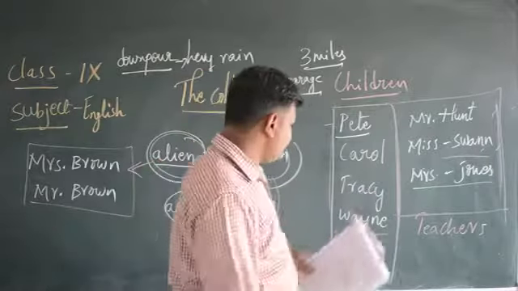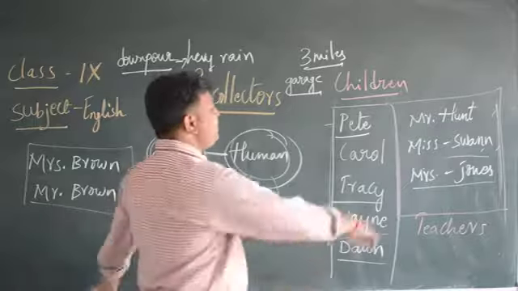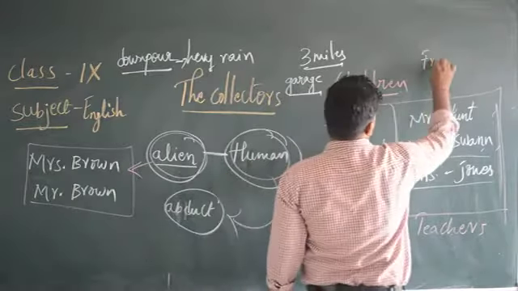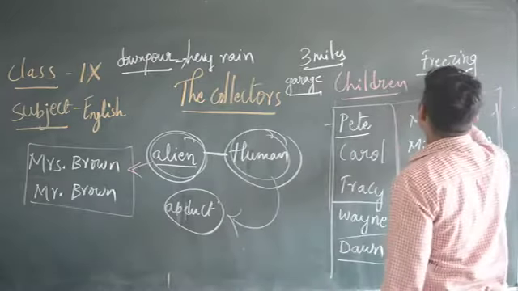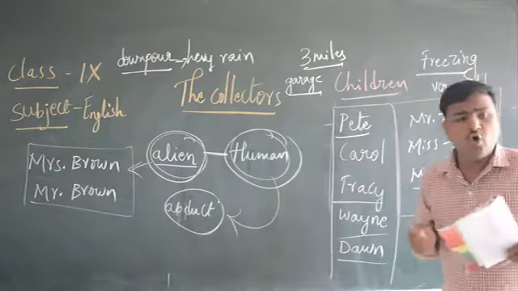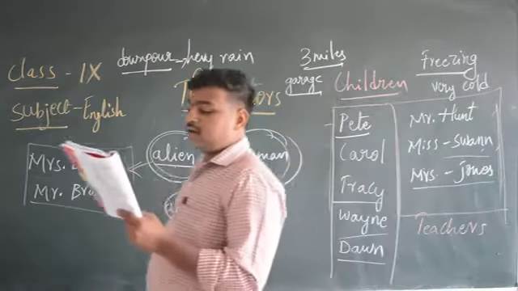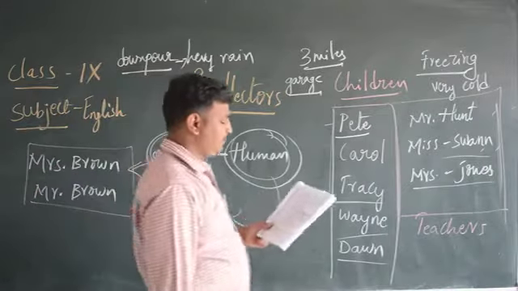Okay. Tracy says, I am freezing. I am freezing means it is very cold. I am getting very cold. It's freezing. Okay. Mr. Hunt says, oh, alright. Okay.